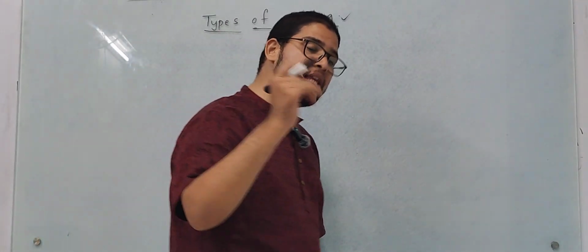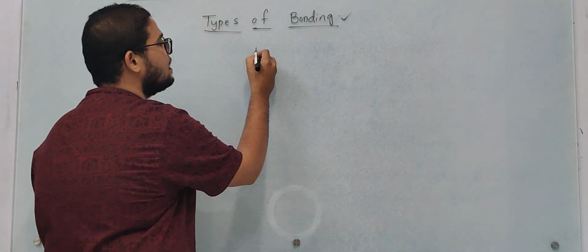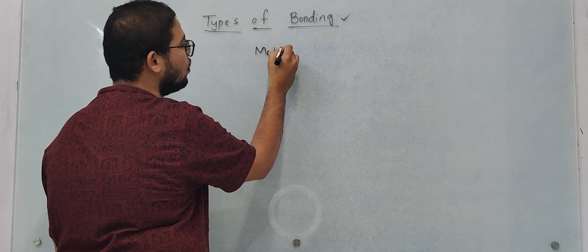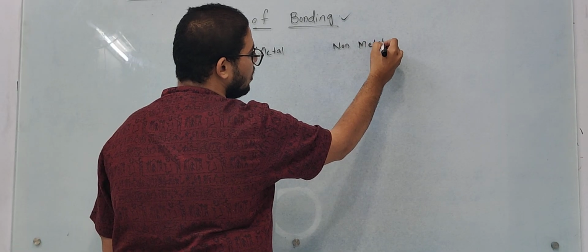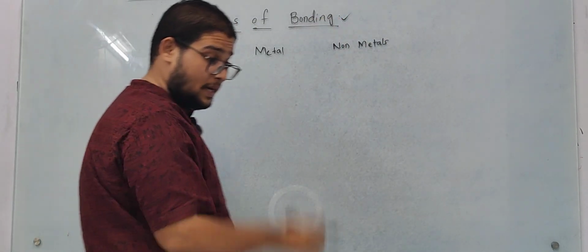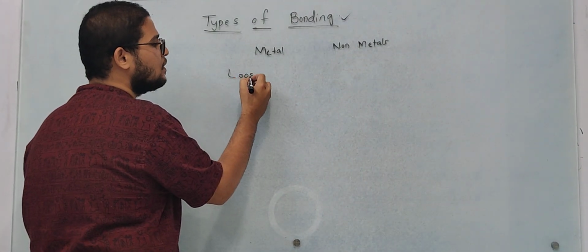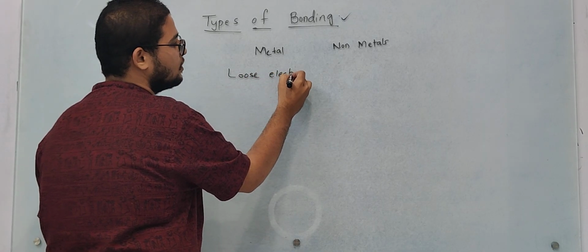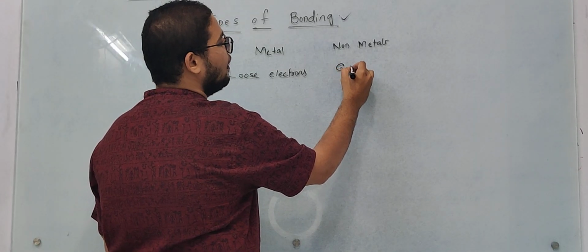So before coming into the concept of types of bonding, we will study the classification of elements. How? If you take a periodic table, mainly we classify elements as metals and non-metals. There are metalloids also, but here we are going to study about metals and non-metals. Metals are known for losing electrons. So we can say metals will always lose electrons, whereas non-metals are meant for gaining electrons.